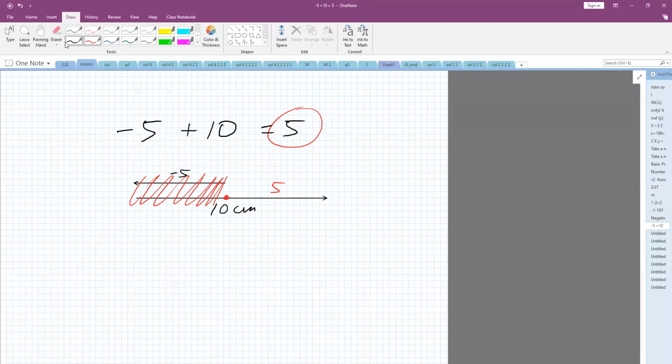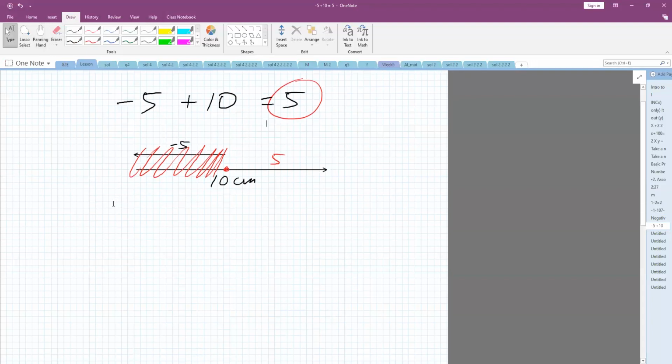Let's see some other example. Now, what about if you have, for example, minus 2, and then you multiply it with 3, and then you multiply it with 6.